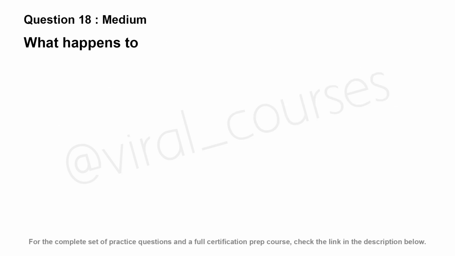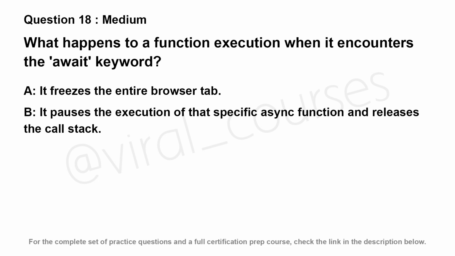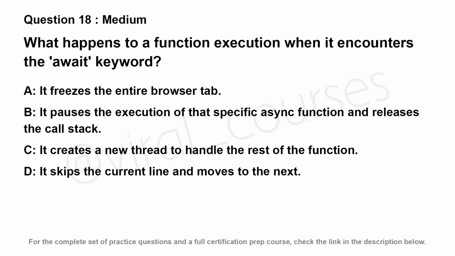What happens to a function execution when it encounters the await keyword? Option A. It freezes the entire browser tab. Option B. It pauses the execution of that specific async function and releases the call stack. Option C. It creates a new thread to handle the rest of the function. Option D. It skips the current line and moves to the next.